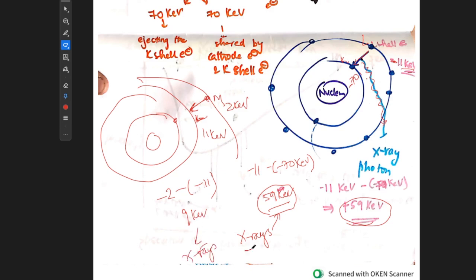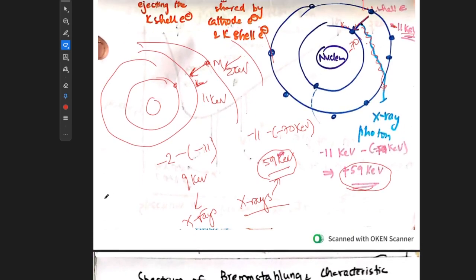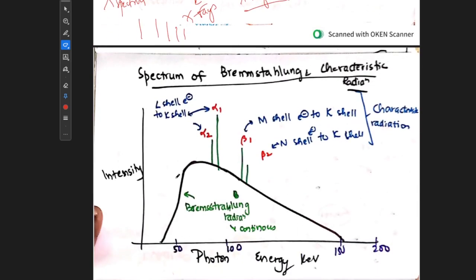So there is either production of 59 kilo electron volt X-rays or 9 kilo electron volt X-rays, or a transition from the N shell to the M shell. That means in characteristic radiation there is no continuous spectrum of X-rays; there are only a few bursts of X-rays produced. The Bremsstrahlung spectrum has a wide variation in frequencies, energy and wavelength of X-rays, whereas characteristic radiations are given as alpha 1, alpha 2, beta 1 and beta 2. They are bursts of X-rays produced at a particular energy and wavelength.